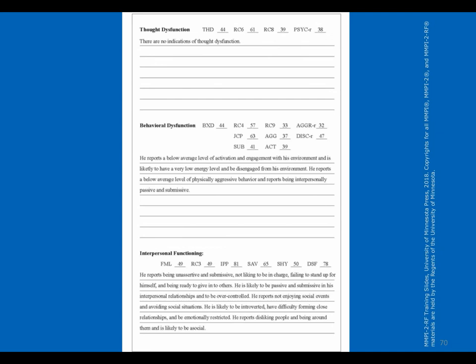He reports not enjoying social events and avoiding social situations. So we're moving into our interpretation of social avoidance here. He is likely to be introverted, having difficulty forming close relationships, and be emotionally restricted. And then we're going to end with our interpretation of disaffiliativeness. He reports disliking people and being around them and is likely to be asocial.